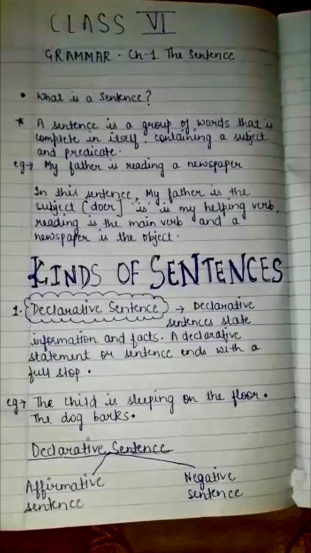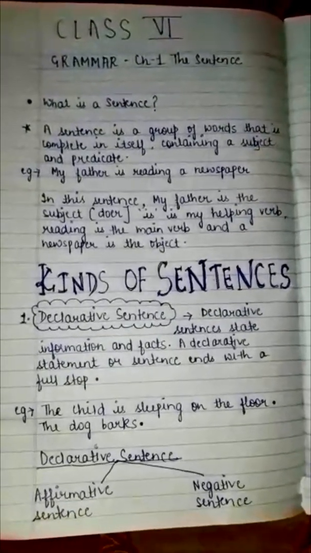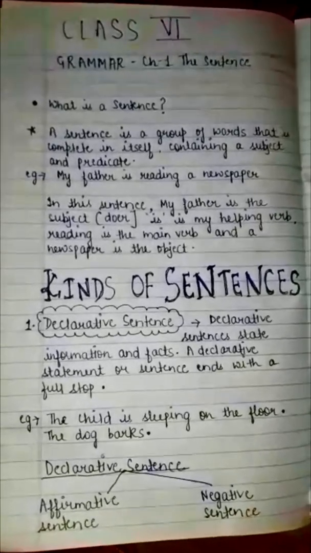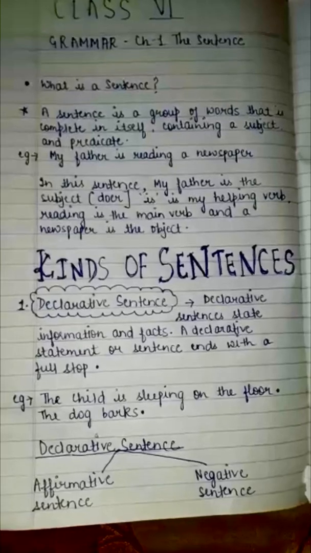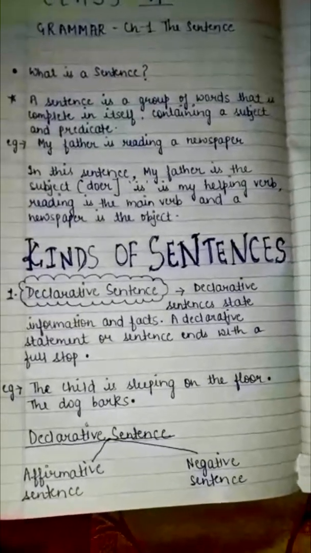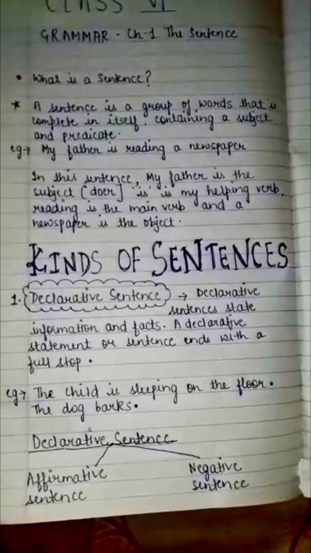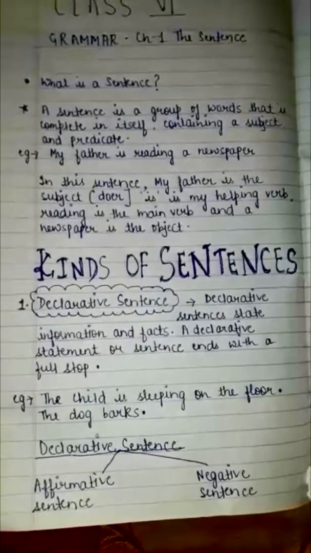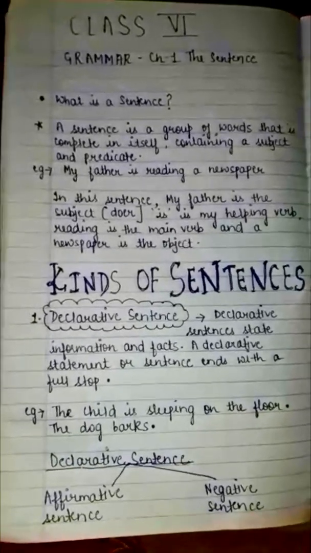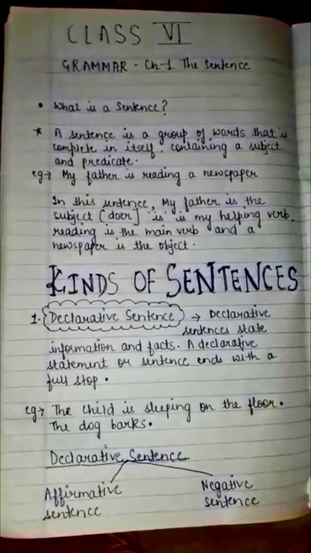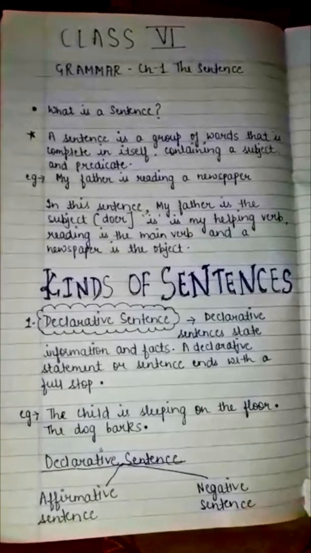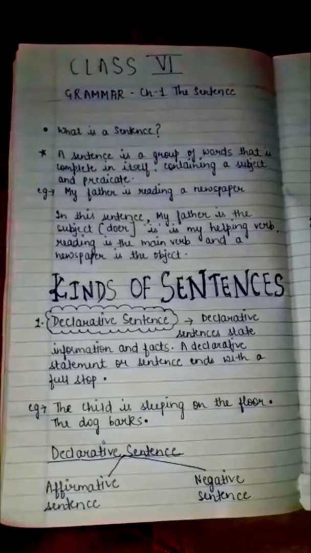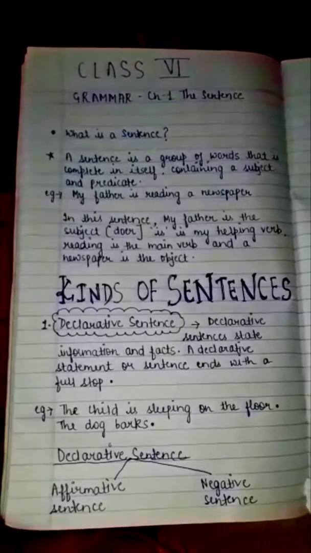Now next, what do we have? We have kinds of sentences, right? Firstly, whenever you are doing any topic, you must know how to define it. Then you must know how many types we have. So here comes kinds of sentences. In kinds of sentences, we have done declarative sentence. In declarative also, we have affirmative sentence and negative sentence. I hope you all know what a negative sentence is. So students, in declarative we have two: affirmative sentence and negative sentence.